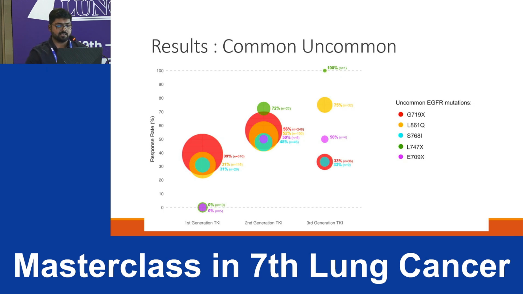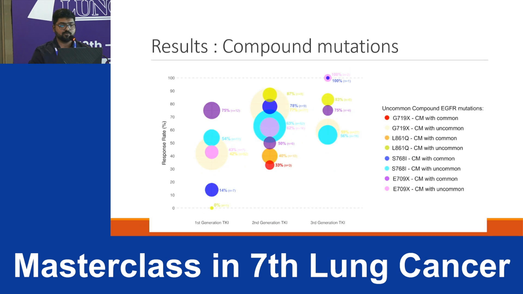So here we can see that TKIs, especially the second generation, showed moderate activity in these 4 mutations, which are G719X, S768I, L747X, and D709X. But L861Q had a good response to the third generation TKIs. Coming to compound mutations, both second and third generation TKIs showed activity, and when they compared the compound mutations with single mutation responses, they found that compound mutations probably had a slightly better response rate compared to single mutations, probably because of the classical mutations which are present, which are actually driving the tumor.